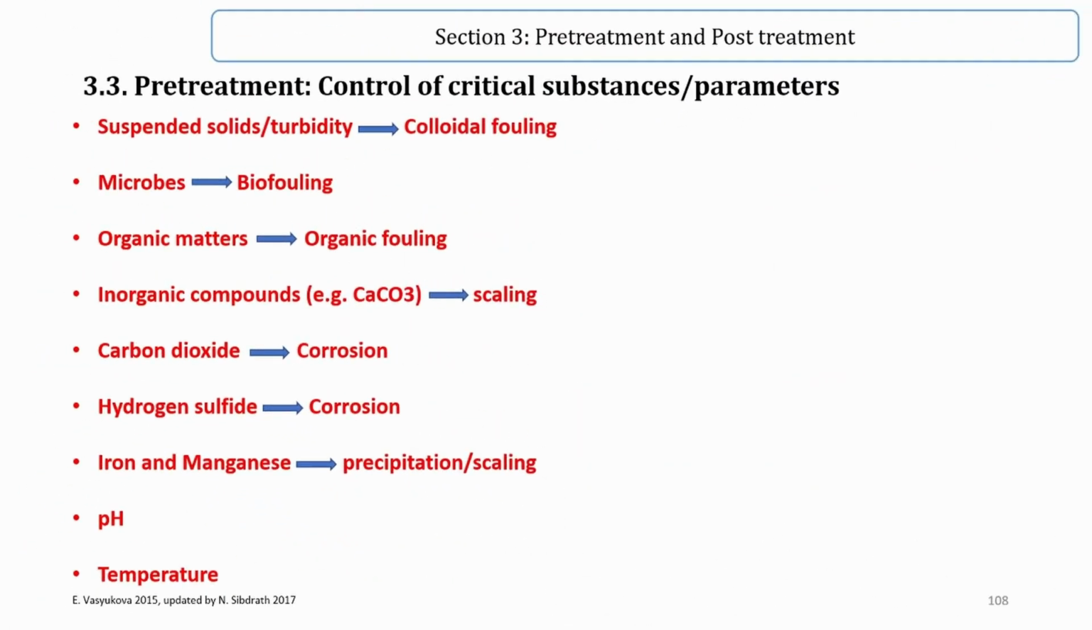In this part, I am going to recommend the most common solutions for controlling the main substances and parameters that cause the problems in membranes, as we have already discussed in the previous section. These substances and parameters are suspended solids which cause colloidal fouling, microbes which cause biofouling, organic matters which cause organic fouling, inorganic compounds such as calcium carbonate which cause scaling, carbon dioxide and hydrogen sulfide which cause corrosion, iron and manganese which cause precipitation and scaling, pH and temperature.